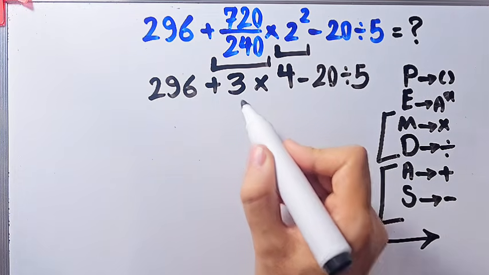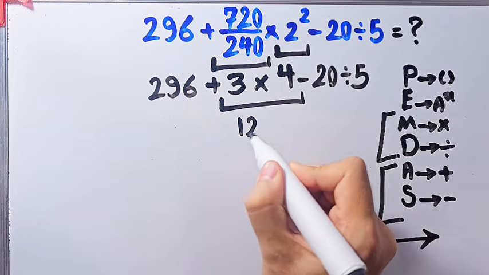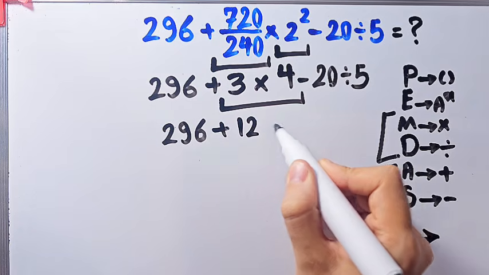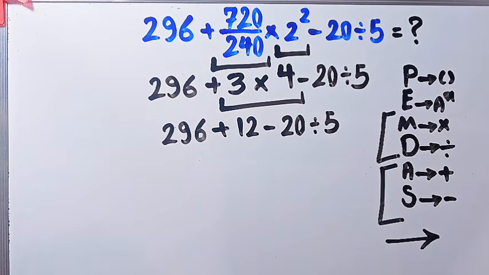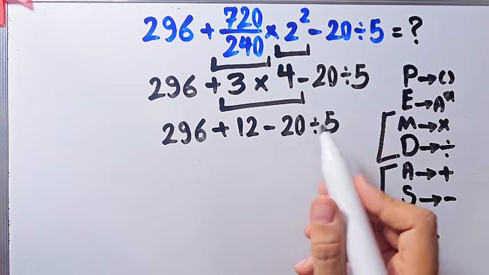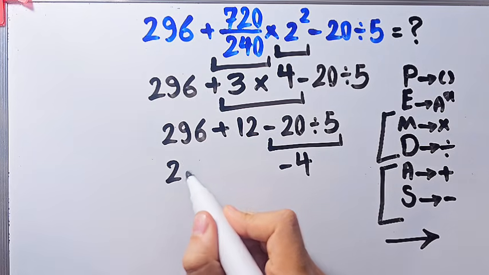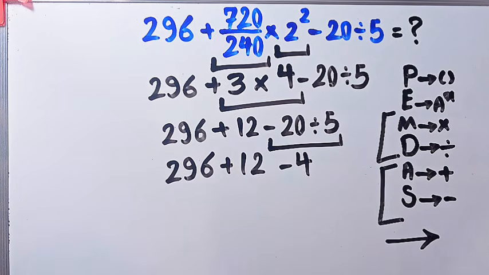According to the PEMDAS rule, first we simplify this multiplication. 3 times 4 equals 12. Now we have 296 plus 12 minus 20 divided by 5. We have addition, subtraction, and division. In this step, we simplify this division. Negative 20 divided by 5 equals negative 4. Now we have 296 plus 12, then minus 4.